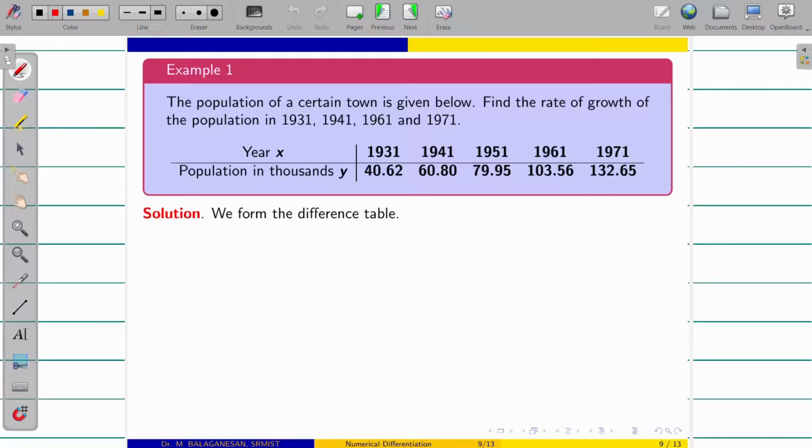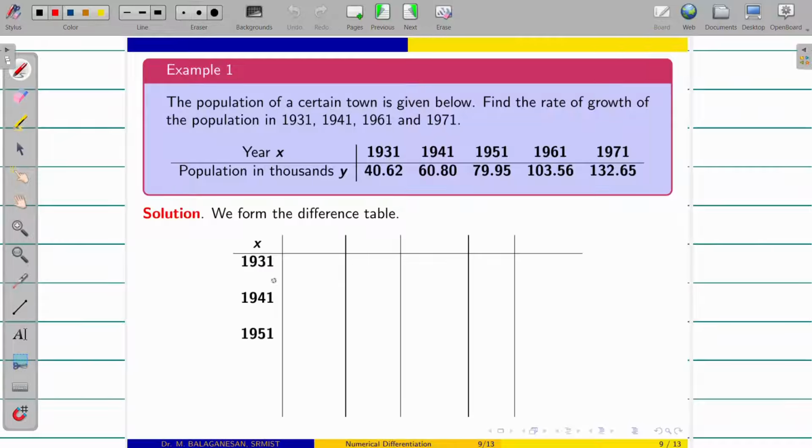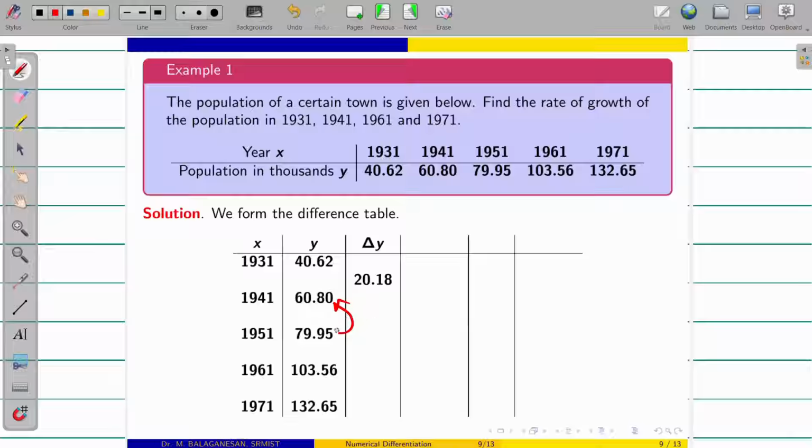First form the difference table. The difference table is similar, guys, to the concept we followed to find the difference table in interpolation for equal intervals. The same concept we are going to use here because it is an equal interval. We found the difference table. X values are here, Y values are here. Could you remember how to find the difference table? Yes, tell me exactly. This minus this. 20.18. 79.95 minus 60.80. Next value minus that value.